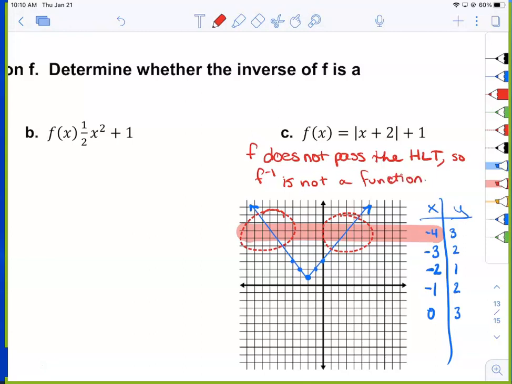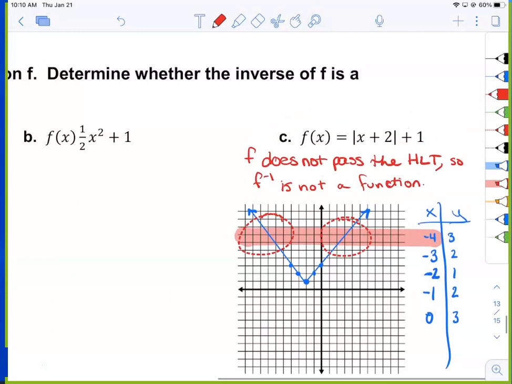In order for f inverse to be a function, we would have to tack on a domain to our original function. And again, we'll talk more about that tomorrow. So on Go Formative, you just put no. Any questions about that? So we'll finish up these 2 tomorrow.